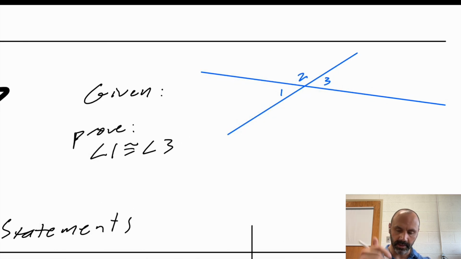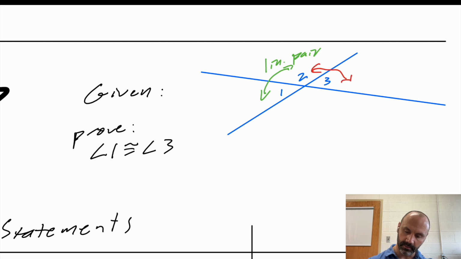Well, as I'm looking at this, I realize, well, you know what? Like this, 1 and 2, this is a linear pair. And also this, 2 and 3 are a linear pair.